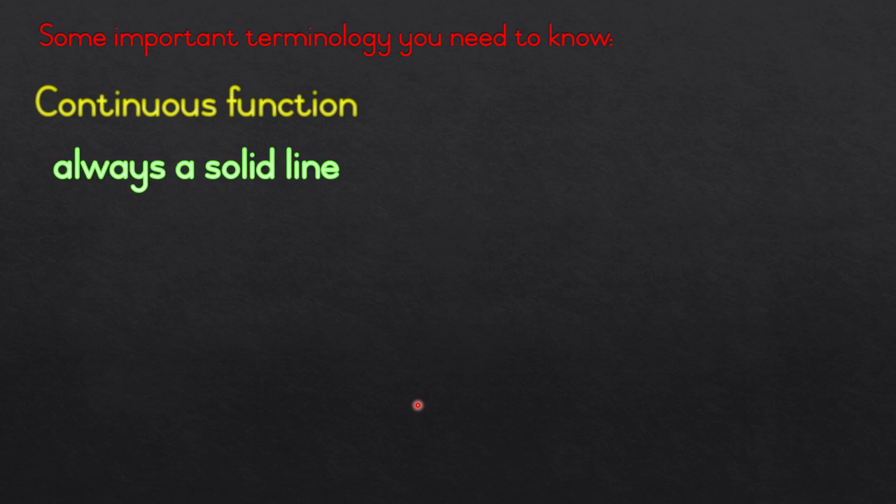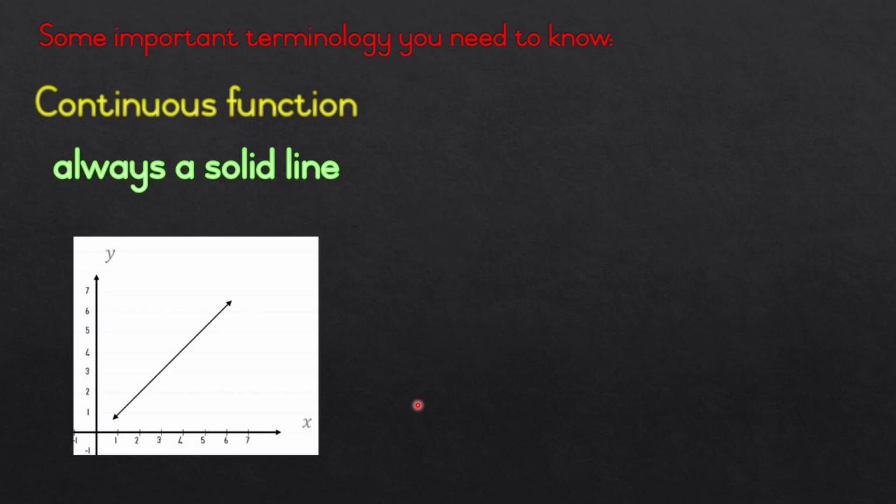The next terminology is a continuous function. A continuous function is a solid line. So all the points on the graph can be connected. There is no random dot somewhere or set of coordinates somewhere on the graph that is not connected. Okay, so that is a solid piece. So I've just taken this example of the straight line.